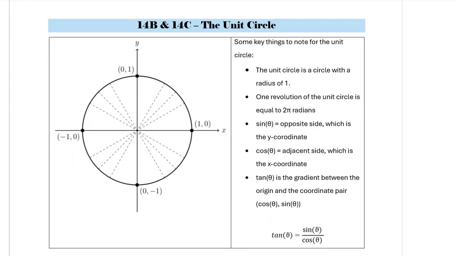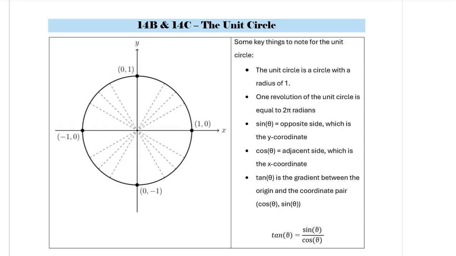Now, we can also picture these on the unit circle. All the unit circle is, is just a circle with a radius of 1, which means that one revolution of this unit circle is equal to 2 pi radians, okay? When we plot on the unit circle, sine of theta is the y-coordinate, okay?